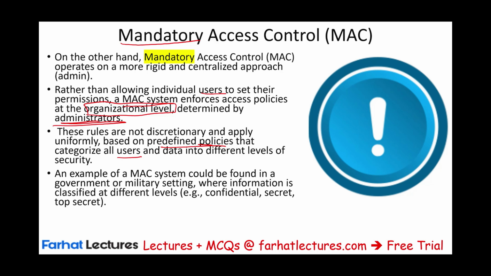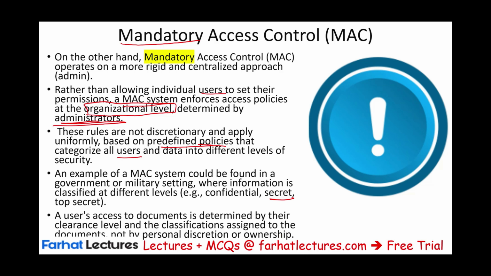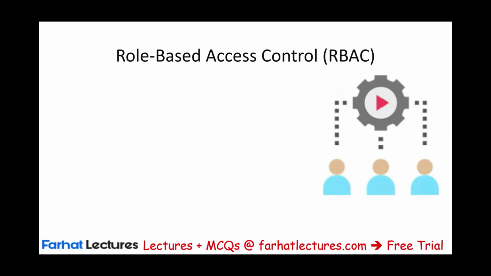An example of MAC could be found in a government or military setting where information is classified at different levels like confidential, secret, and top secret. Somebody who has access to a secret document cannot give it to someone else. Although they might own it or be working with it, they don't have this discretion. It's mandatory access control. So a user's access to documents is determined by their clearance level and the classification assigned to the document, not personal discretion or ownership. So that's DAC and MAC. Then we have role-based access control. And role is what? Based on your role.